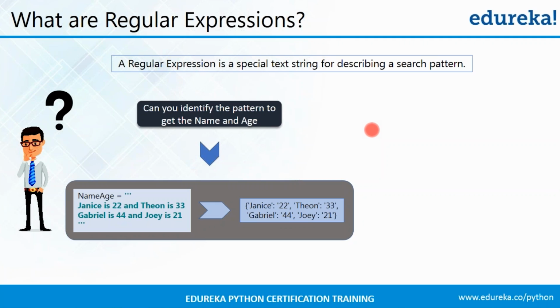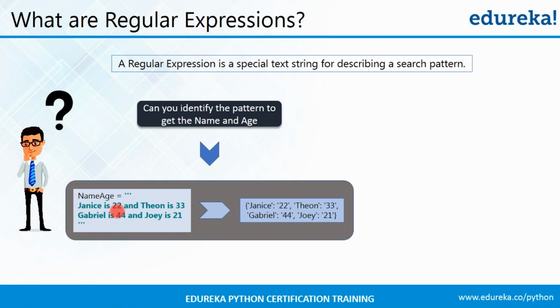Now over here I've shown you an example. Here there's a string in which they have written Janice is 22 and Theon is 33, Gabriel is 44 and Joe is 21. So as you can see, what all useful data that I can find from here? Only name and age. I don't want the rest of the things that are present in this string. So I can identify a pattern, and with the help of regular expression, I can convert that to a dictionary, and in that dictionary only the name and age will appear. Now my question is to you all guys, can you identify a pattern in order to get the name and age? Just give a guess. You just need to identify the pattern.